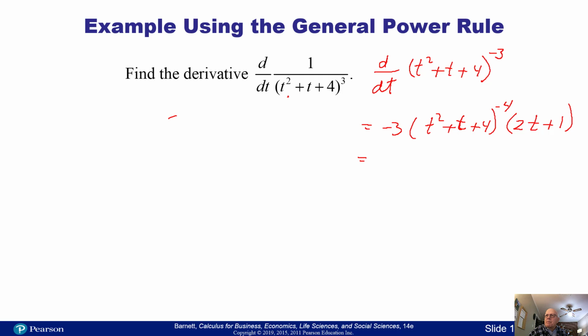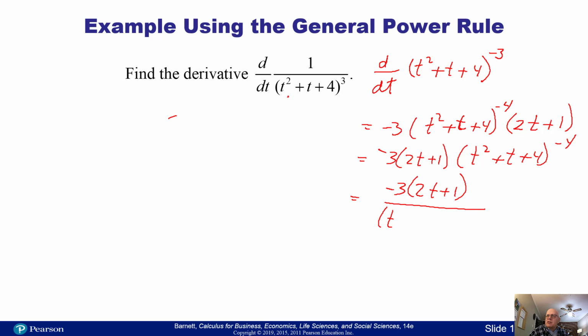Finishing up, we have negative 3 times (2t plus 1) times (t squared plus t plus 4) to the negative 4. And if we want to clean it up a little bit more, I'm not sure we need to, we have negative 3 times (2t plus 1) times (t squared plus t plus 4) to the 4th power. Are you ahead of me? How's that?